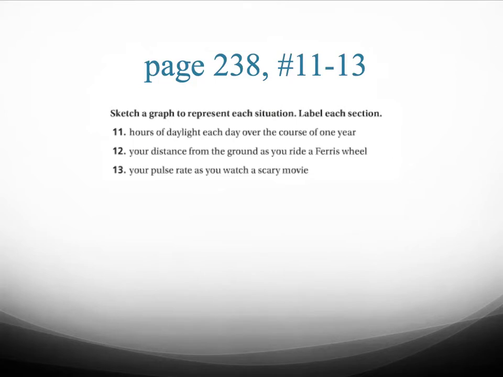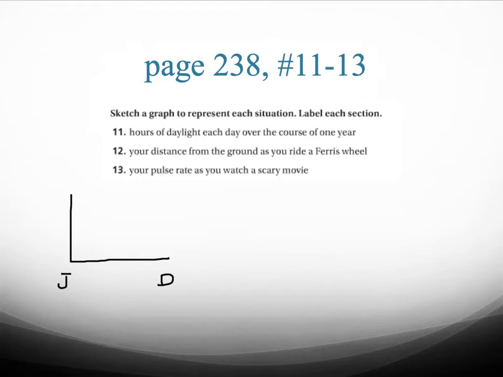All right, first section. We're sketching a graph to represent each of these situations. Let's start with the first one, which says hours of daylight each day over the course of 1 year. Well, if we're starting at January and we're going through December, remember that in January it's wintertime. The hours of daylight you have is on the downward slope. And so, well, would that be true? I guess at that point it would be on the upward slope.